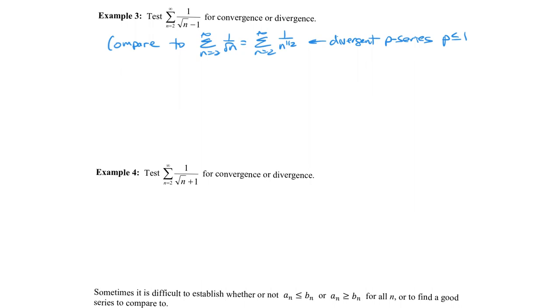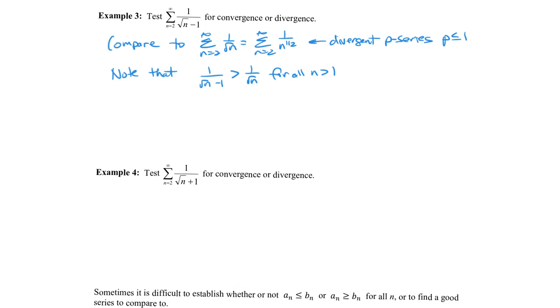And then we can notice something. When I compare 1 over the square root of n minus 1 to 1 over the square root of n, this denominator is smaller than this one, which means this thing would be bigger, because the numerators are the same. If this denominator is smaller than this denominator, then this is going to be bigger. And this would be for all n greater than 1.